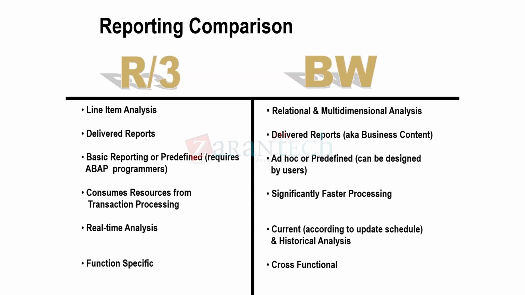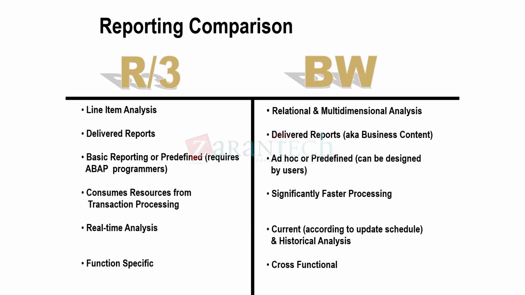Whereas in BW also, we have the flexibility of using out-of-the-box reports. These are called delivered reports, and they are delivered in the form of something the terminology calls business content. There is a topic in itself called business content, and we will cover that as well. There are lots of objects delivered by SAP, but they are in a compressed or zip format. We need to uncompress or activate them in order to use them. We will learn that when we go through the topic of business content in detail.